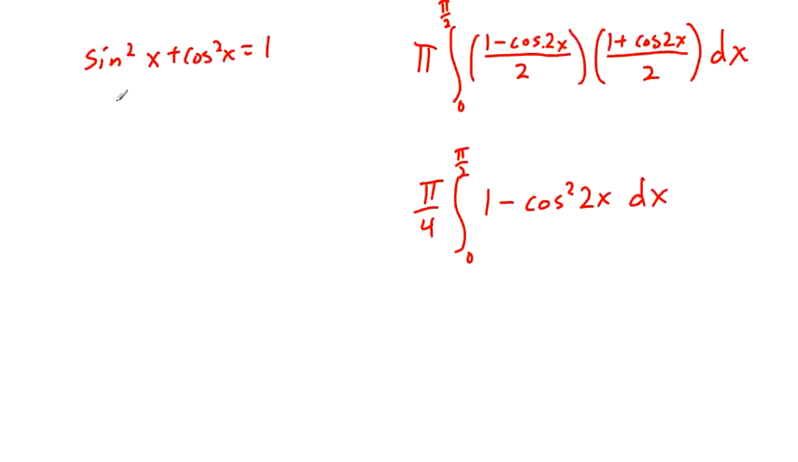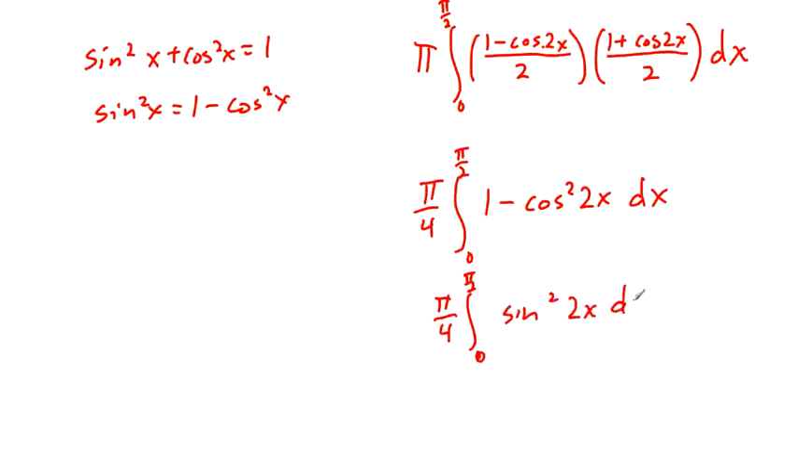Now what we can do is we know that sine squared of x plus cosine squared of x equals 1. And if I subtract cosine squared of x from both sides, I get sine squared of x equals 1 minus cosine squared of x. So I can actually change this to be just sine squared of 2x dx.